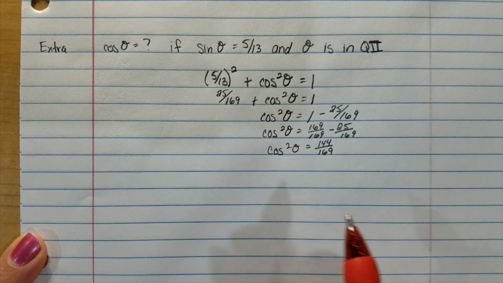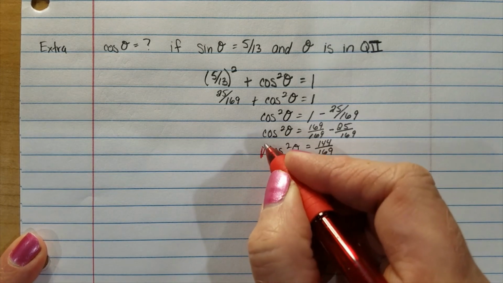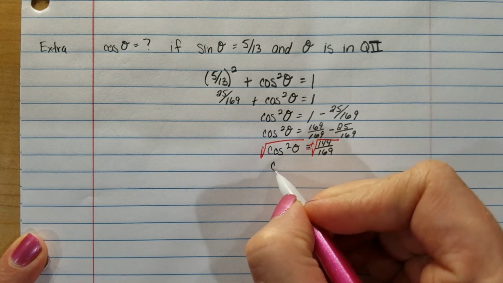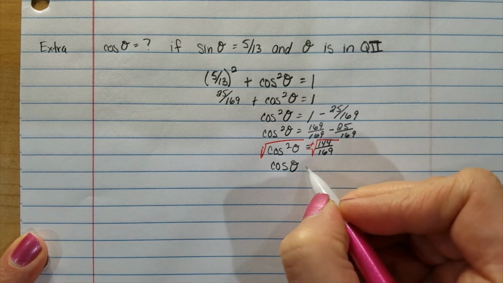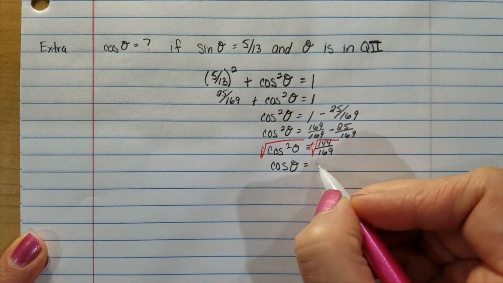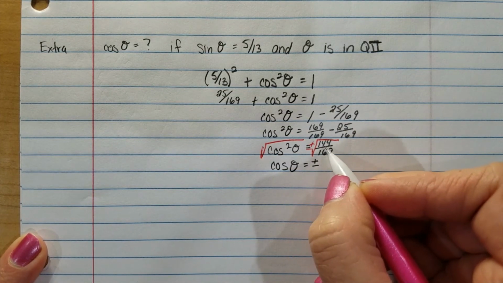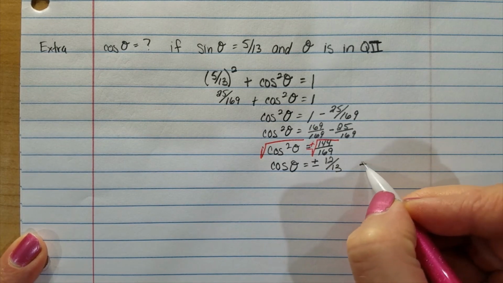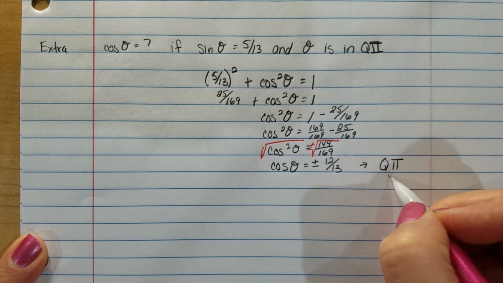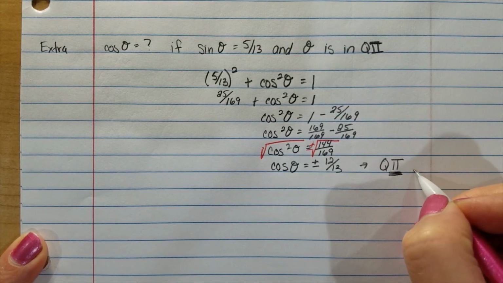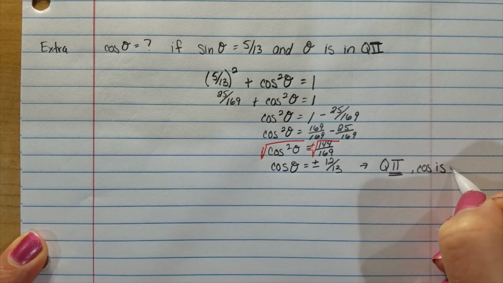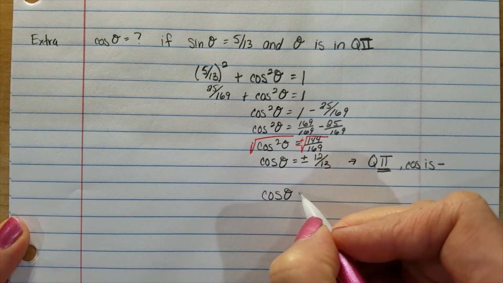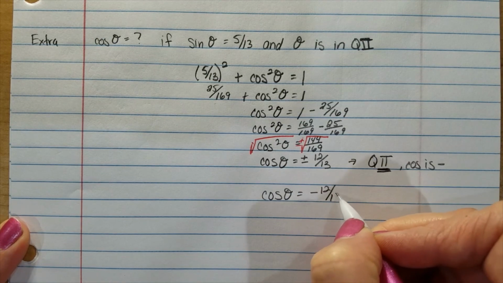Now again, to get rid of that square, we'll take the square root of both sides. Cosine of theta equals, let's see, the square root of 144. Oops, I forgot my plus minus. The square root of 144 is 12, and the square root of 169 is 13. Now, if we are in quadrant 2, cosine is negative. So that means my final answer, cosine of theta equals a negative 12/13.